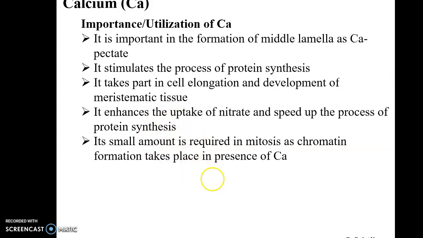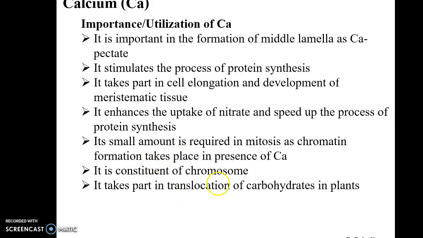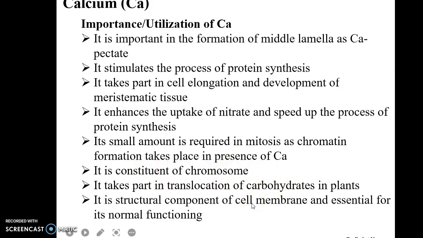Though a small amount is required in mitosis, as chromatin formation takes place in the presence of calcium, and it is a constituent of chromosome. It also takes part in the translocation of carbohydrates within the plants, and it is also a structural component of cell membrane, and it is also essential in its normal functioning, and it is also involved in cell wall stability.